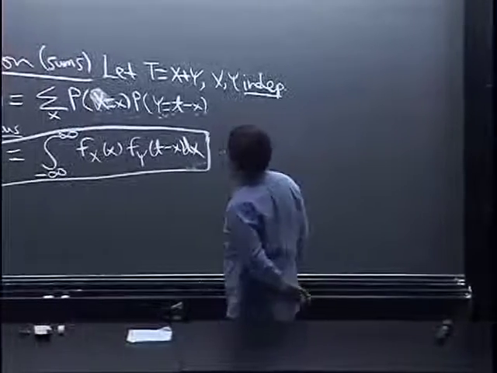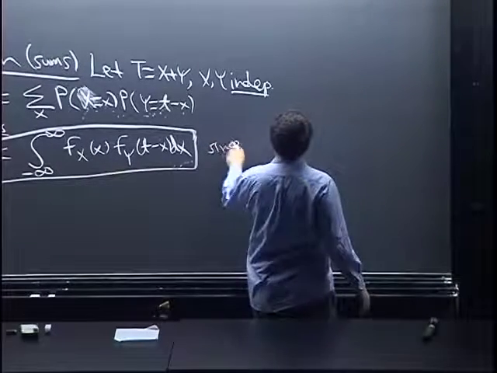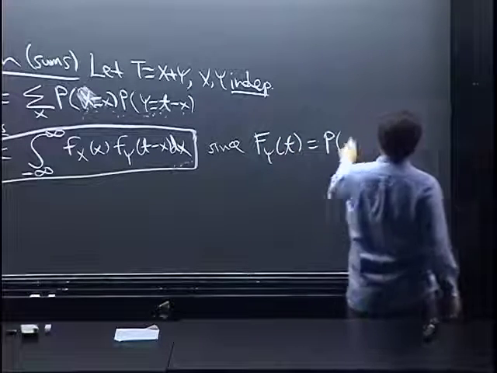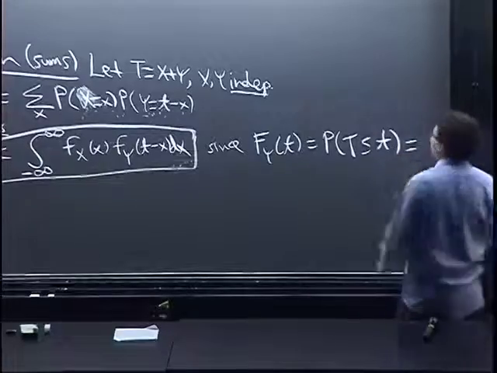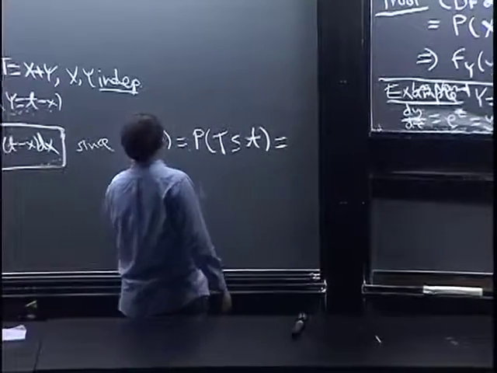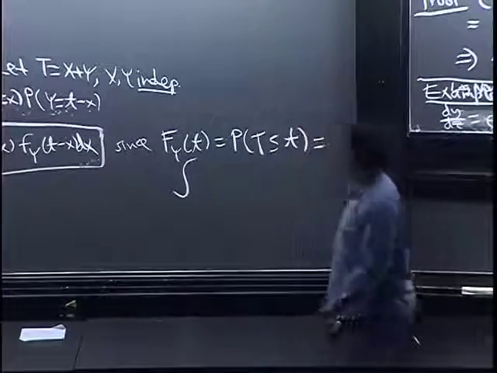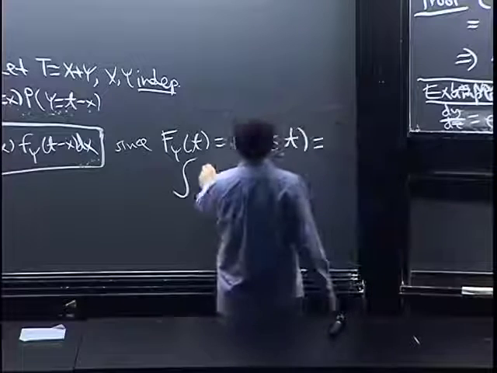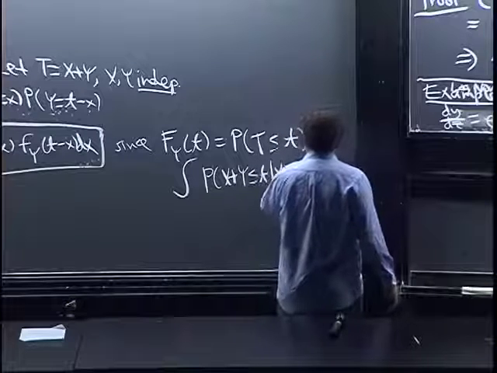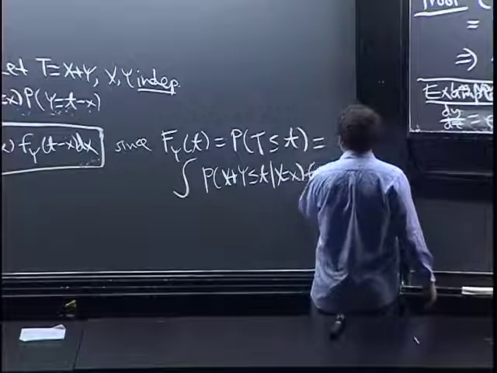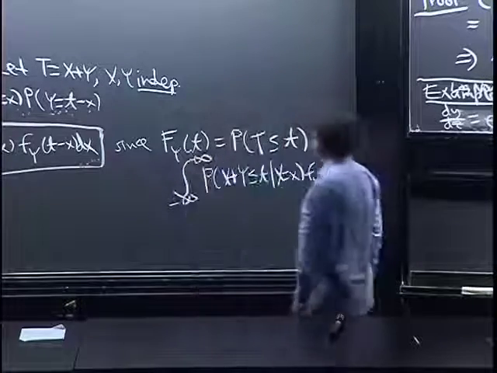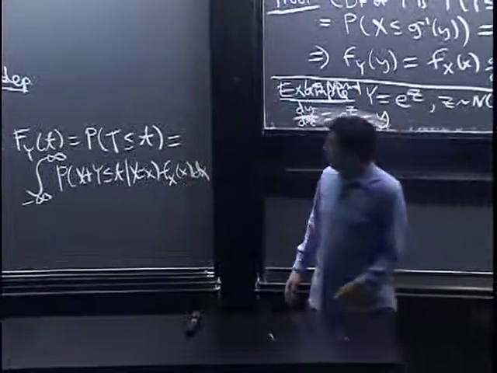Probably the simplest way would be to take the CDF. Let's do the CDF, take the derivative, and get the PDF. Okay, so what's the CDF? Well, for the CDF, let's use the continuous law of total probability. So we're integrating the probability that X plus Y is less than or equal to little t given X, times the PDF of X. This is one way to do it. There are other ways to do this calculation, but I like this one. So that's just the continuous law of total probability.